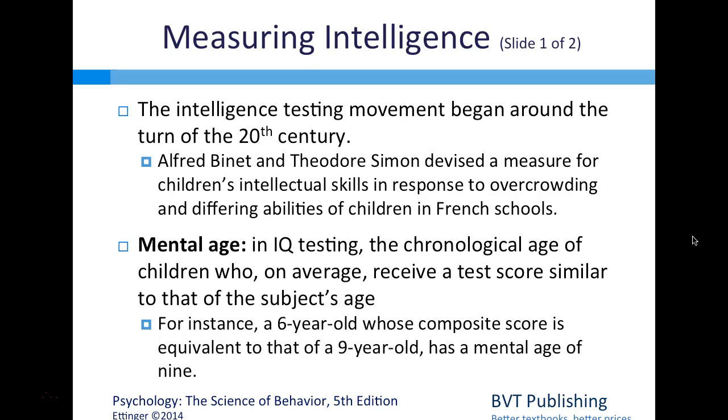This term, later referred to as mental age, corresponds to the chronological calendar age of children who, on the average, receive a similar test score. So, for instance, a 6-year-old whose composite score is equivalent to that of a 9-year-old has a mental age of 9.